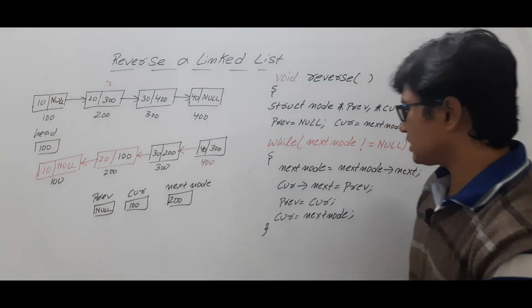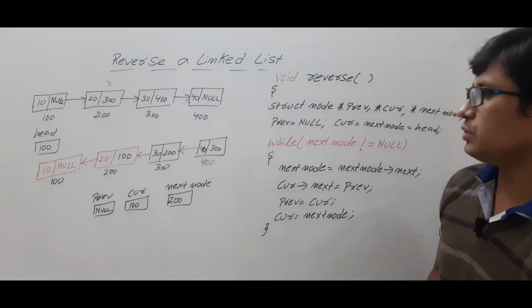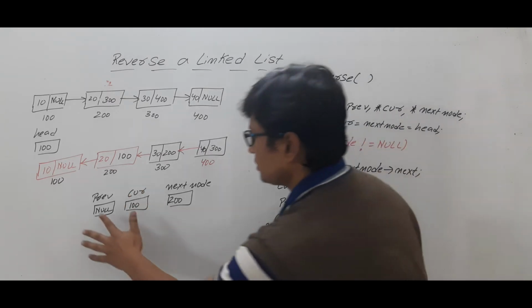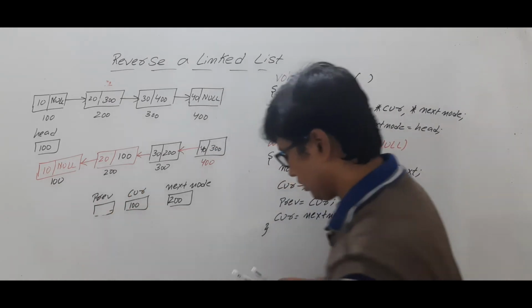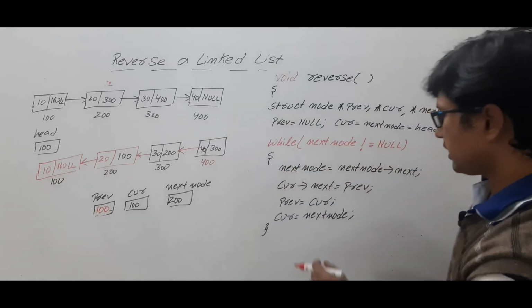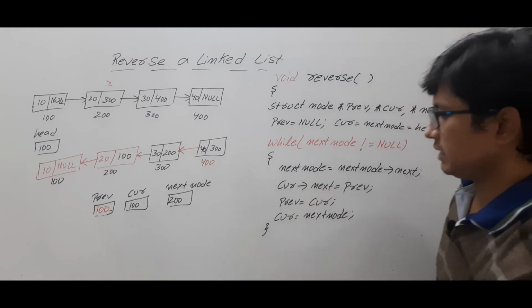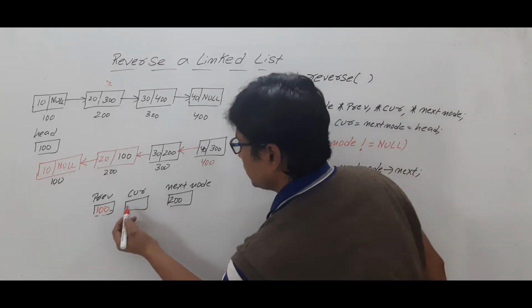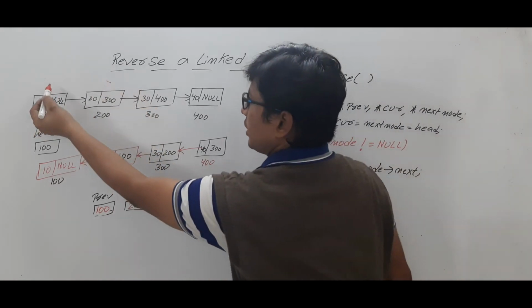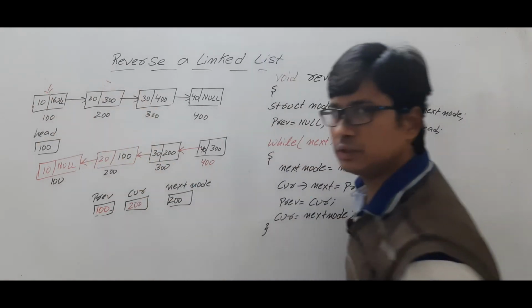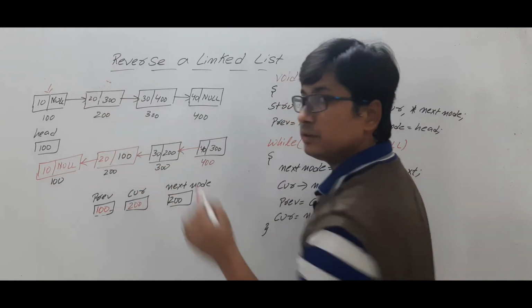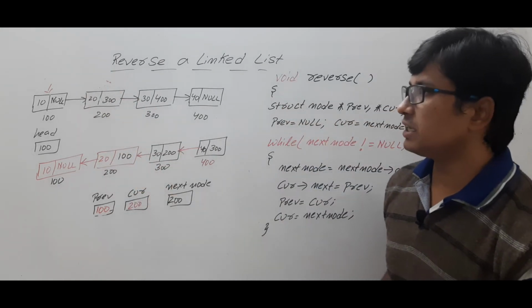Okay. Then what is the next step? Previous is equal to current. What is the value in the current? 100, which is an address that you are assigning to a pointer called previous. Then what is the next statement? Current is equal to next node, which is 200. Now look at what is happening. Now you have one pointer called previous, which is pointing to this node, and you have other pointers called current and next node, which are pointing to this node. Are you able to understand it or not?